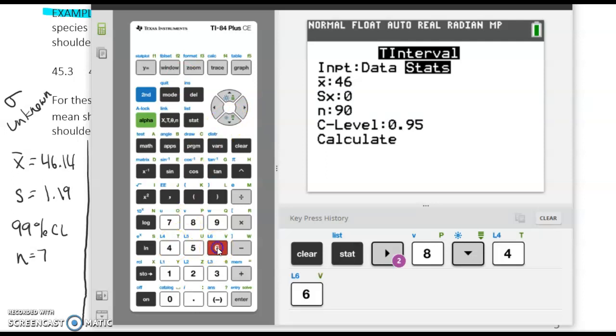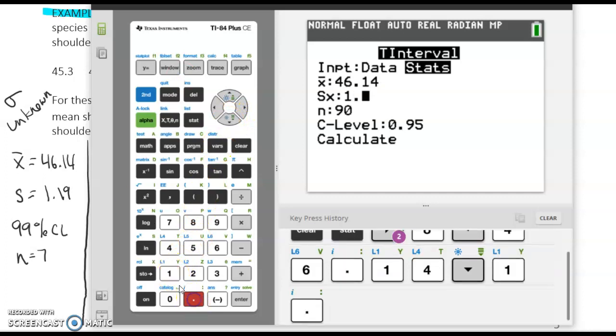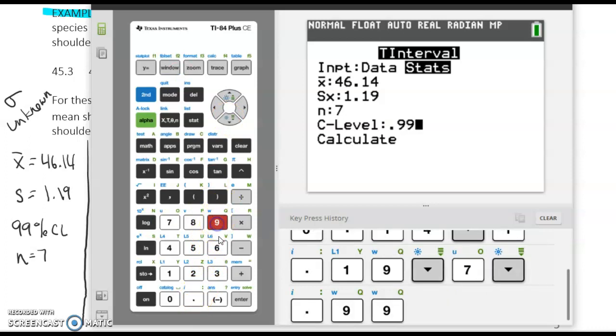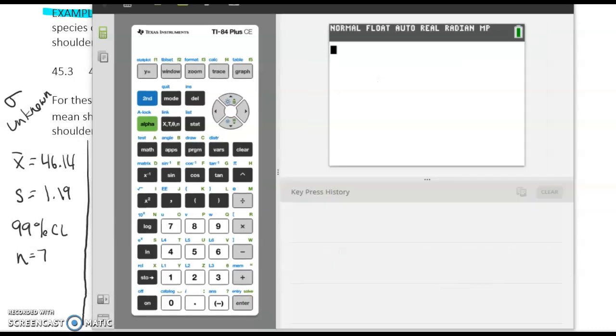We have 46.14 for the mean. We have the sample standard deviation is 1.19, and then n was 7. Remember, we have a 99% confidence level, so 0.99, and then go ahead and calculate, and you'll see we come up with the same answer, 44.472 to 47.808. We're off by 1/1000th on the upper interval, but that's due to rounding when we did it by hand.